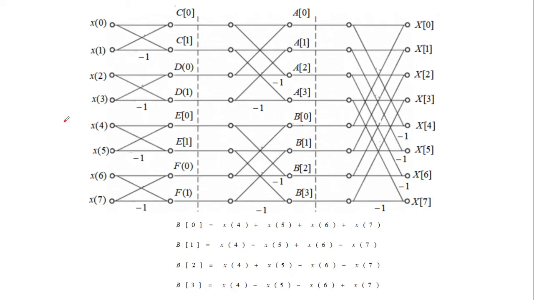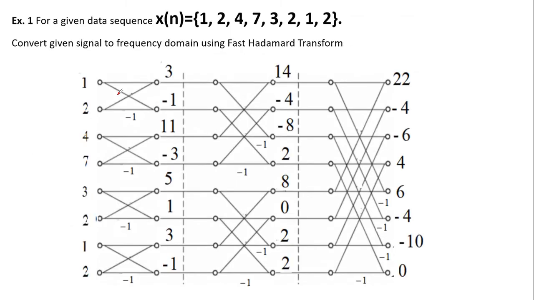Now we'll see the problem. 1 2 4 7 3 2 1 2. So we will do 1 plus 2 is 3, 1 minus 2 is minus 1, 4 plus 7 is 11, 4 minus 7 is minus 3, 3 plus 2 is 5, 3 minus 2 is 1, 1 plus 2 is 3, and 1 minus 2 is minus 1. So now here we are taking 3, 11 and minus 1, minus 3.